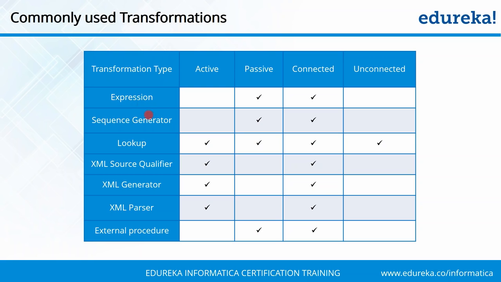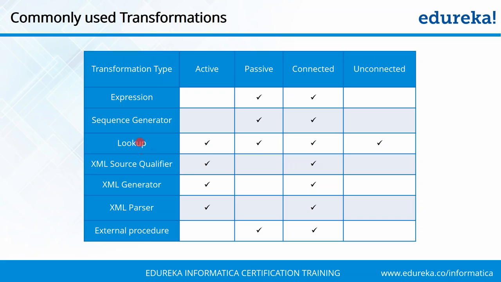After that we have the sequence generator transformation. The sequence generator transformation is mainly used to add a key value across each row. This comes in handy when you do not have a primary key in your target table. So you can generate a key sequence value for each row and declare that column to be a primary key.